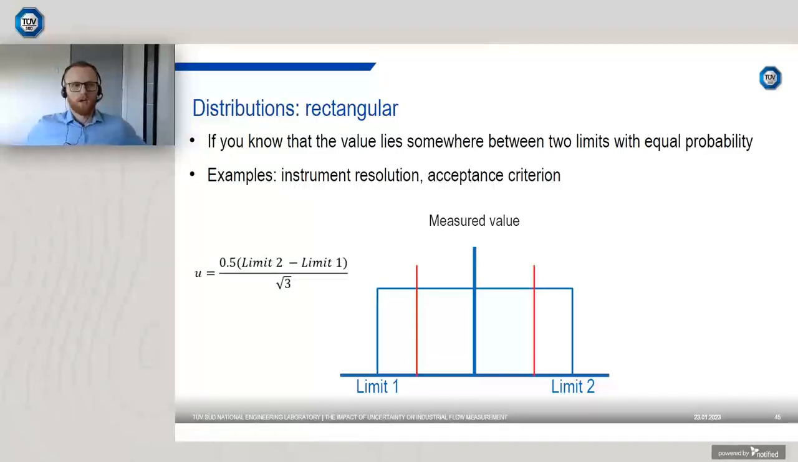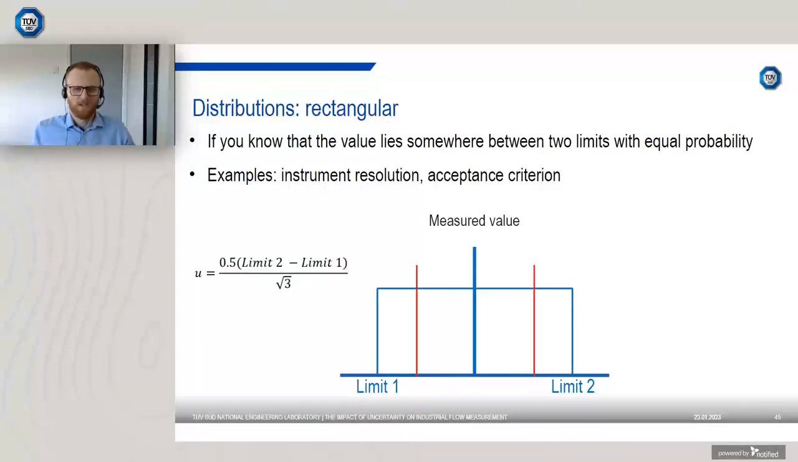Not all distributions are necessarily normal distributions in uncertainty analysis. It may be that you know the value lies between two limits with equal probability. So a great example of this is instrument resolution. It's a pretty obvious one, okay to wrap your head around, that if an instrument has poor resolution, the true value may be above or below, but it's going to round to that value. And the probability of it being closer to the value than either side of the limit isn't greater. So you would assume a rectangular distribution in this case.